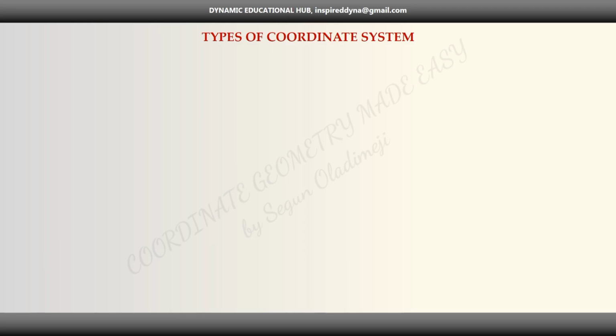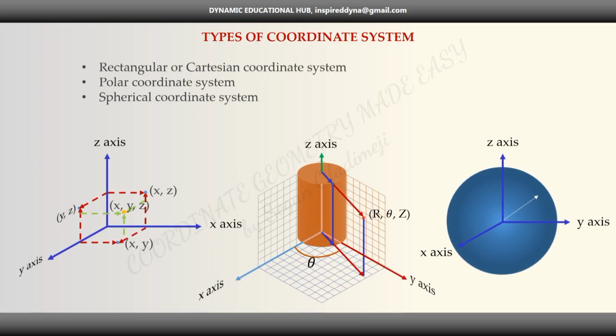So we have types of coordinate system. Now we have the geographical coordinate system. We are going to limit ourselves to just 3 types of coordinate system. The first one is the rectangular or Cartesian coordinate system. We are very familiar with this one. This is the basics of plotting a graph. Rectangular coordinate system is what we have here, and the 3D form of the rectangular coordinate system. We also have the polar coordinate system here, and its 3D form, which is called the cylindrical coordinate system we have here.